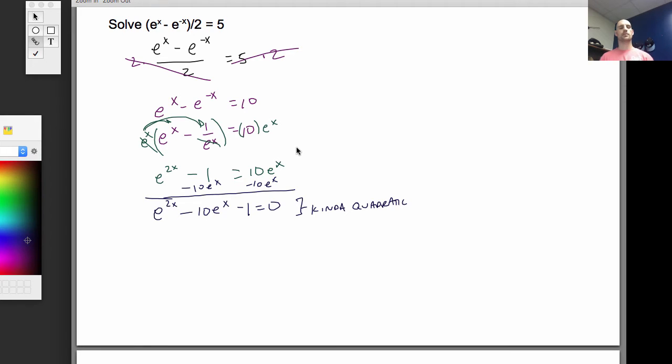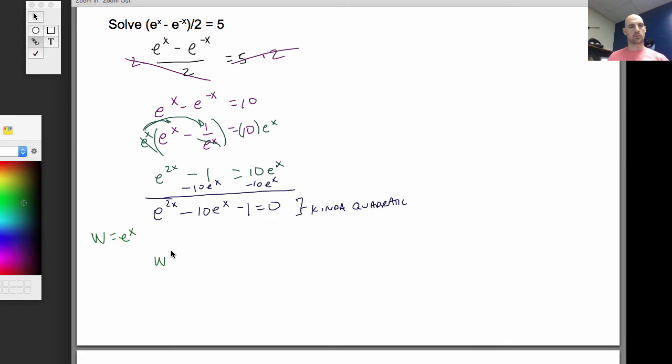And what we're going to do is something called a u substitution, but in this case we're going to substitute a w in. I'm going to say that w equals e to the x. Why would I want to do this? Well, I don't necessarily know how to solve this one, but if I make w equal to e to the x, watch what happens.